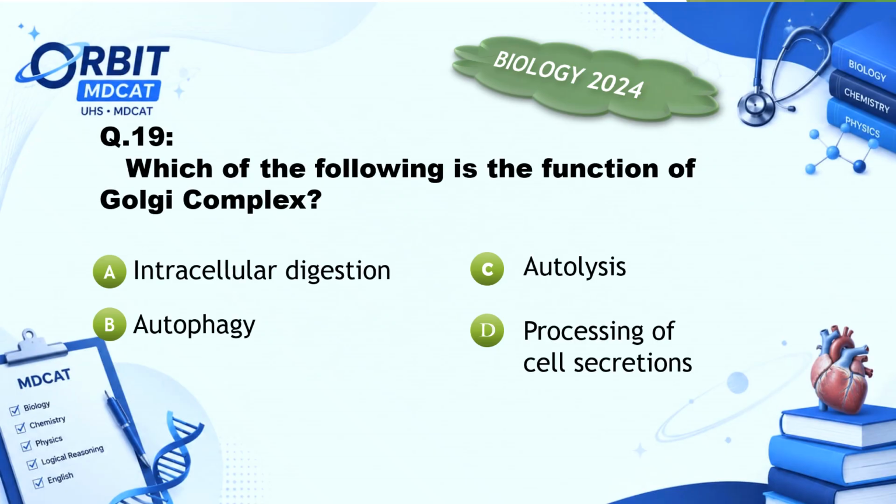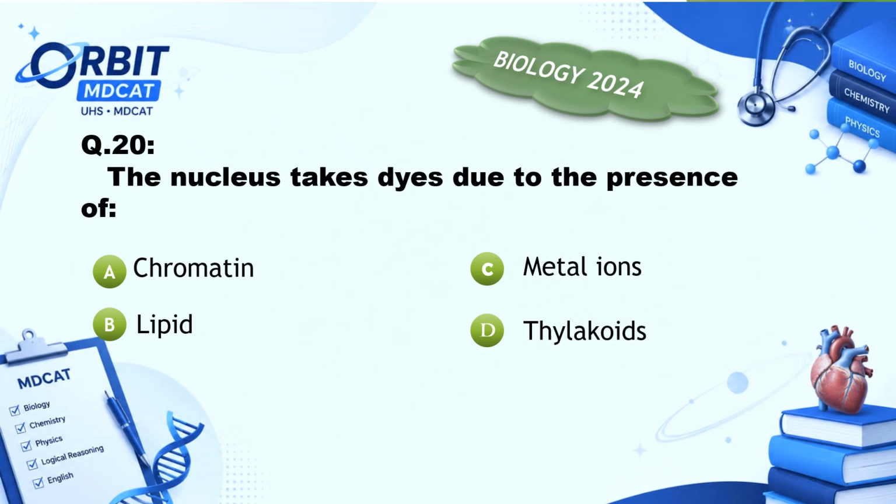Question number 19: which of the following is the function of Golgi complex? A. Intracellular digestion, B. Autophagy, C. Autolysis, D. Processing of cell secretion. Question number 20: the nucleus takes dyes due to the presence of A. Chromatin, B. Lipid, C. Metal ions, D. Thylakoids.